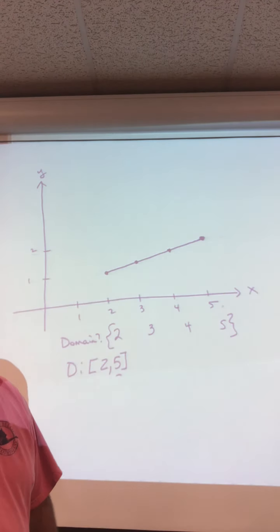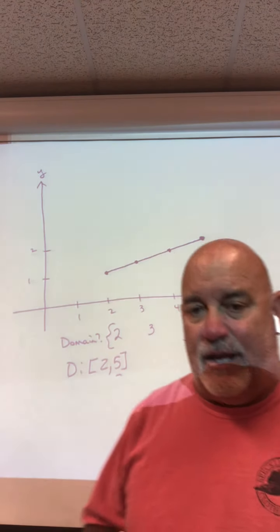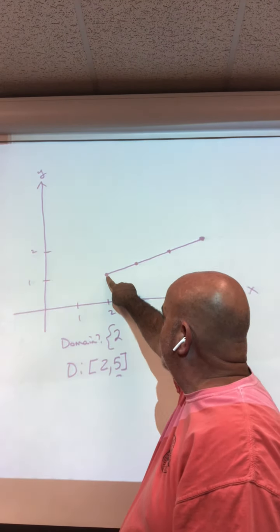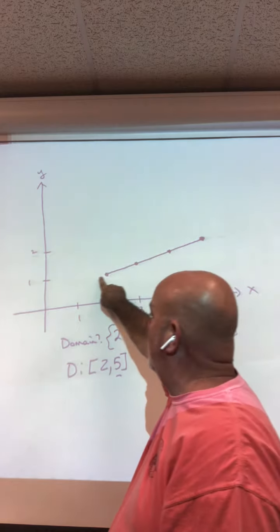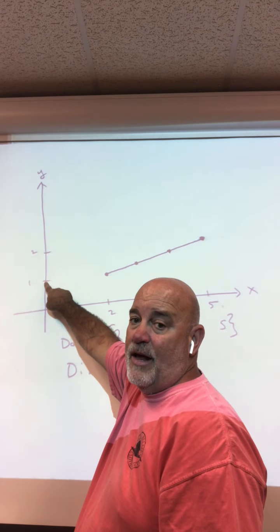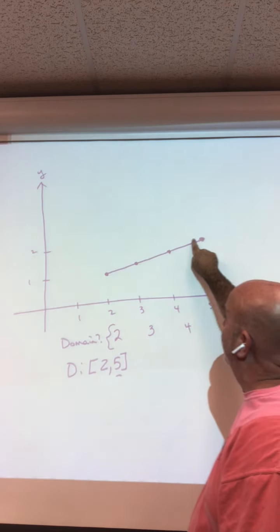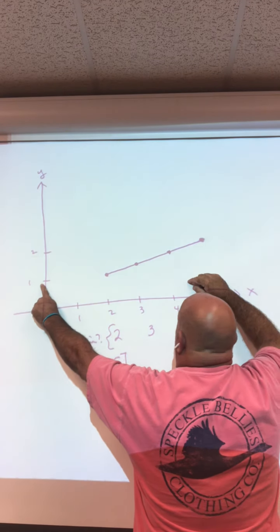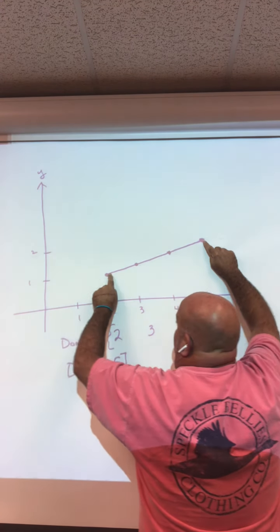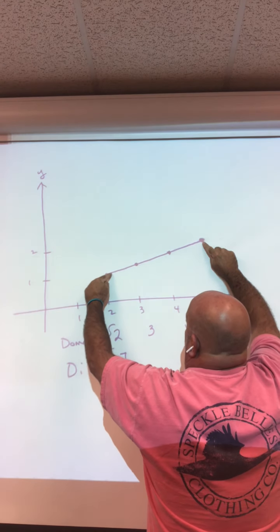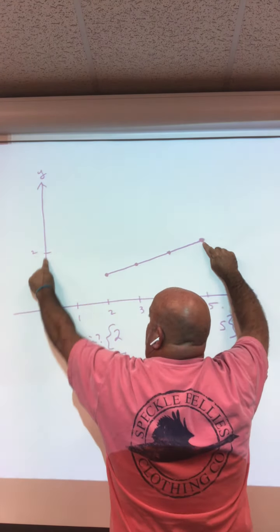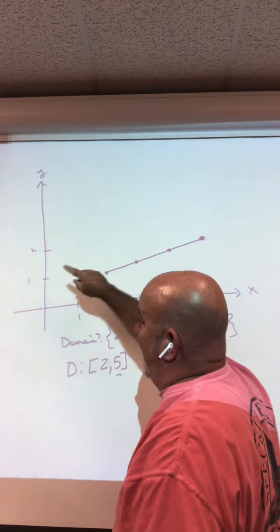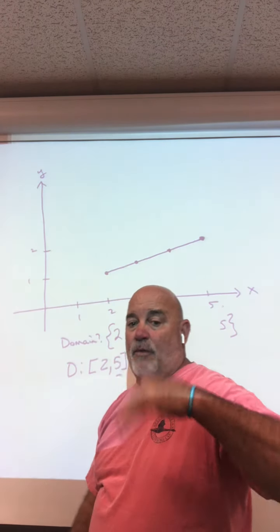Now, what is the range? The range is all of the y values, or the second numbers. So, if I look at this ordered pair right here, this would be the ordered pair 2, comma, 1. What would this right here be? 2, comma, 2. So this one has a y value of 1. This one has a y value of 2. Now, what about all of these? Well, it's going up. So you're using all of the numbers up from 1 to 2. So the range is not 1 and 2, it's every number from 1 to 2.